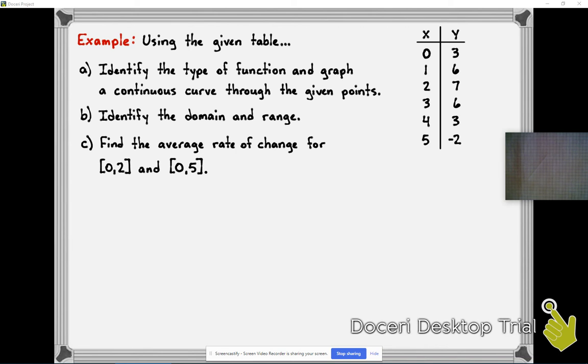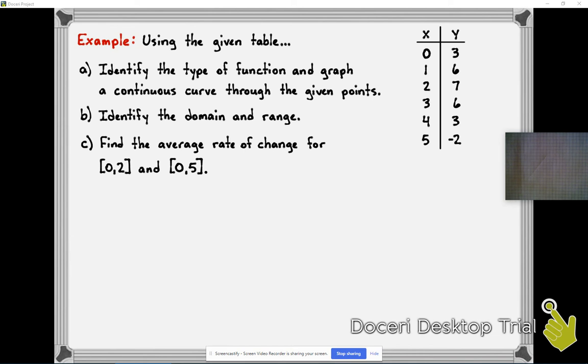All right, so I give you a table here. It says, using the given table, the table's off to the right, identify the type of function and graph a continuous curve through the given points. Identify the domain and the range, find the average rate of change for 0 to 2 and 0 to 5.